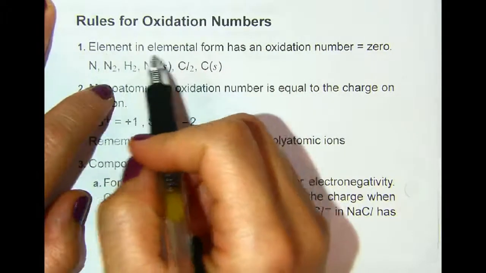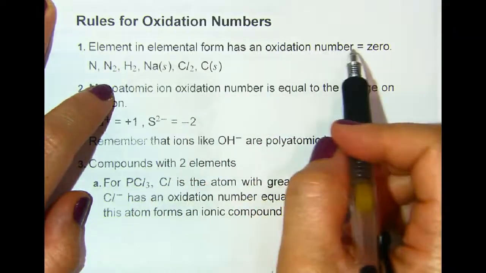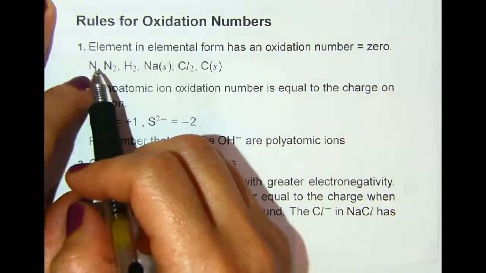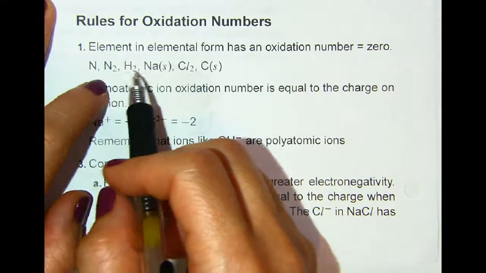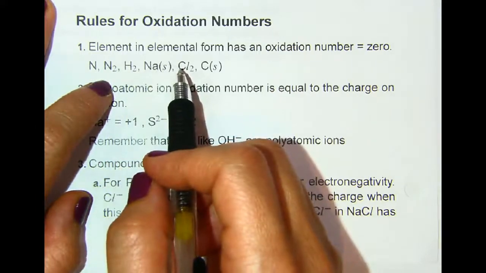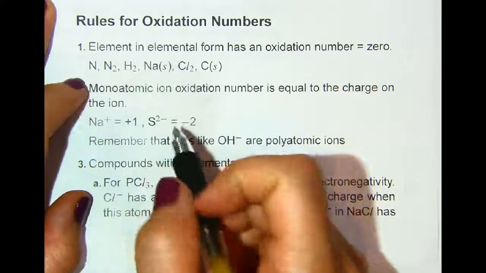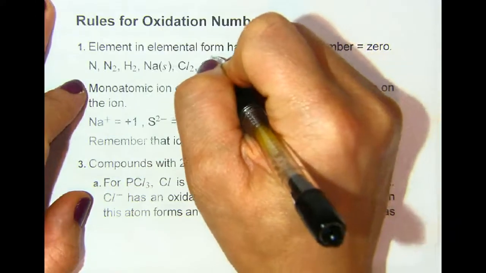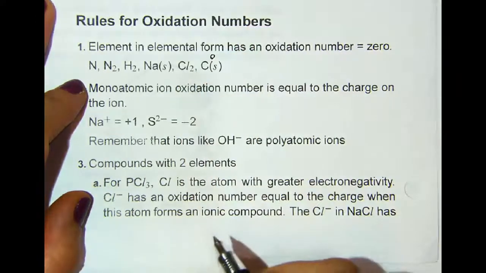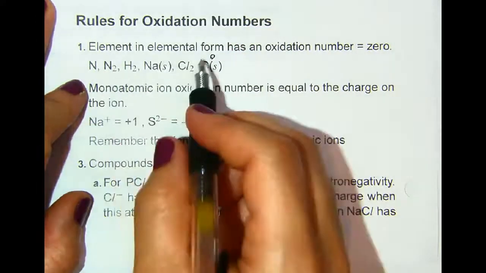An element in elemental form has an oxidation number equal to 0. So if you have a single element or a diatomic, which is its normal form, then these are going to be assigned an oxidation number of 0. And we write it as a superscript above. So each of these would get a 0.